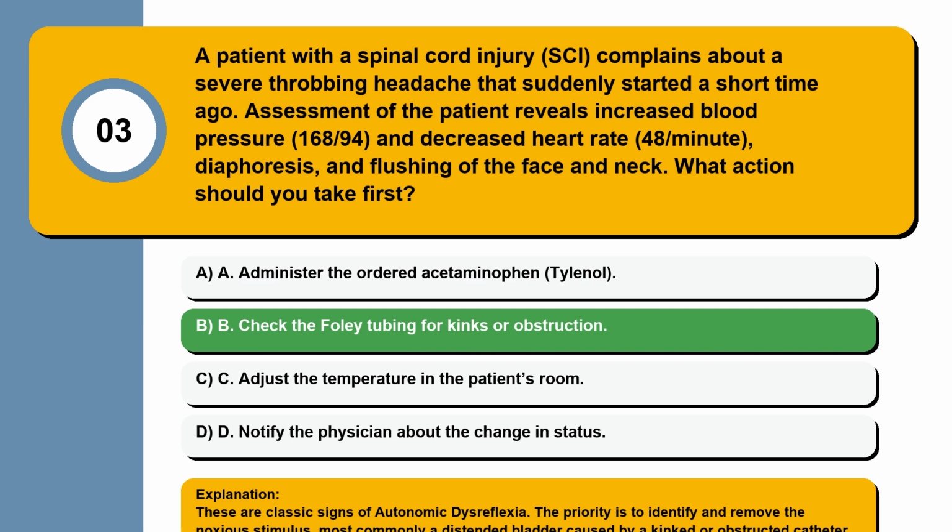These are classic signs of autonomic dysreflexia. The priority is to identify and remove the noxious stimulus, most commonly a distended bladder caused by a kinked or obstructed catheter.